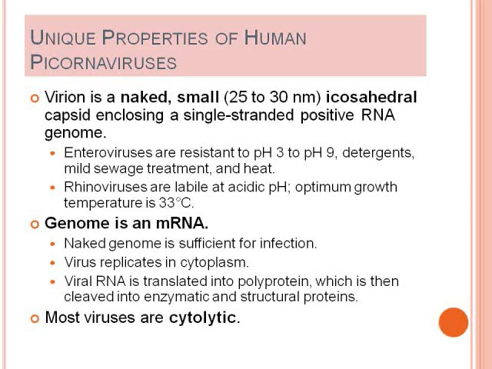Genome is a messenger RNA, and naked genome is obviously sufficient for infection. Virus replicates in cytoplasm, and viral RNA is translated into polyprotein, which is then cleaved. So it's a typical kind of replication of virus that happens with these. And as I said earlier as well, since they have to lyse the cell before they bud off and cause infection to others, these viruses are cytolytic. They are going to lyse the cell, which is going to provide them with all this machinery to divide. As compared to the ones with envelope, they can easily bud off or remain in the cell and persist or become latent later on.